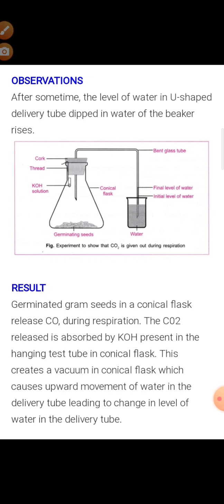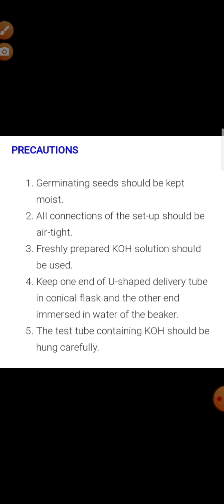Then you are writing the observation on the right side on the ruled portion. After that the result or the inference. Then finally the precautions. The precautions are a must for writing the experiment. What precautions should be taken while performing the experiment? So I think you have understood it. You know how to do it. Please don't use color. Use only black and blue color for writing the practicals, and for the diagrams use only pencil.